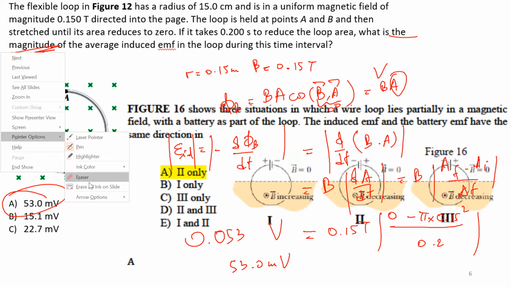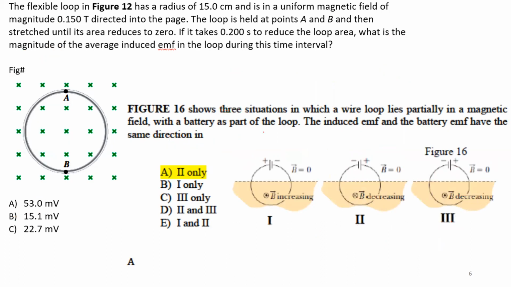Okay, let me erase this. We have solved this also in class. We have figure 16, which shows three situations in which a wire loop lies partially in a magnetic field with the battery as a part of the loop. So here I have the battery, and of course the EMF is going in this direction, minus to plus. This is the EMF of the battery, so the current of the battery is going in this direction.